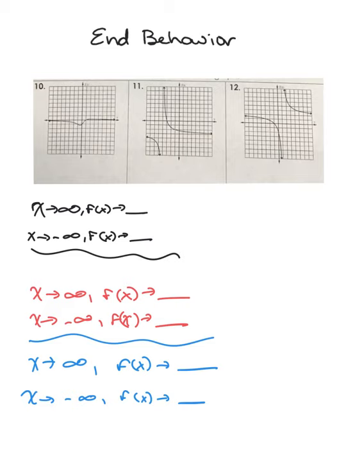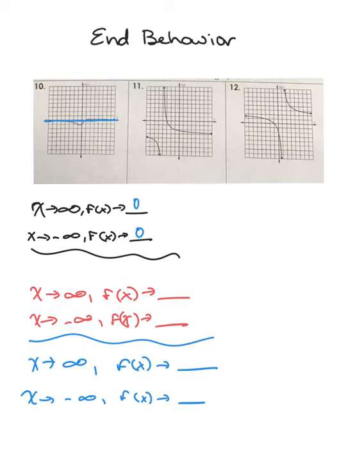So let's look at number 10. In number 10, it appears that my horizontal asymptote is actually my x-axis. Well, my x-axis is y is equal to 0. So as x approaches infinity, f of x approaches 0. As x approaches negative infinity, f of x approaches 0.